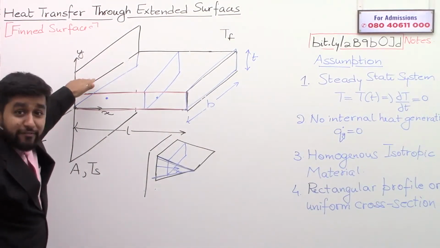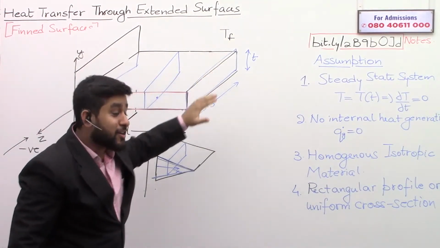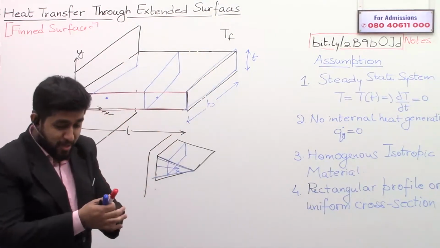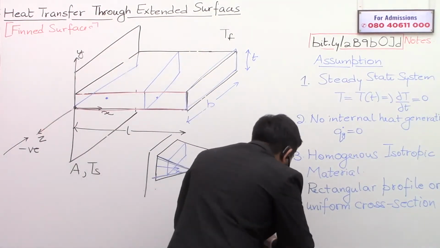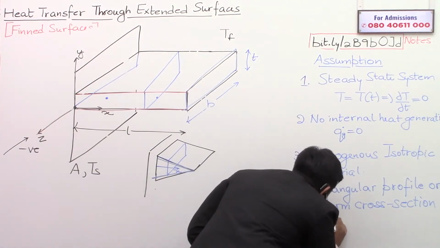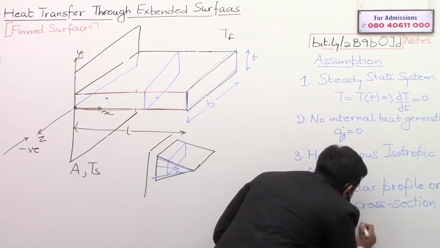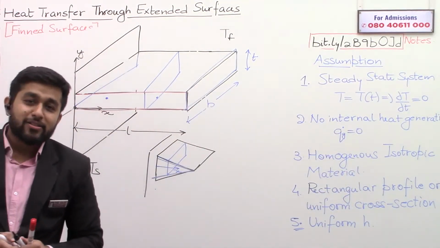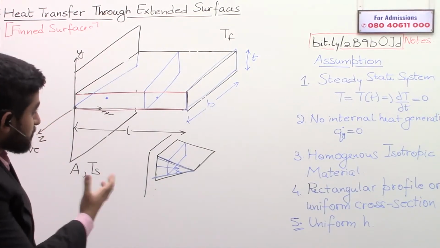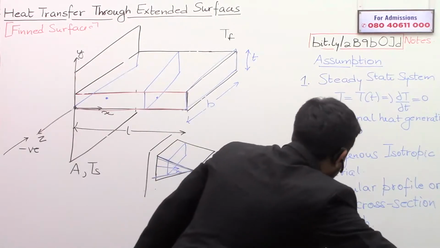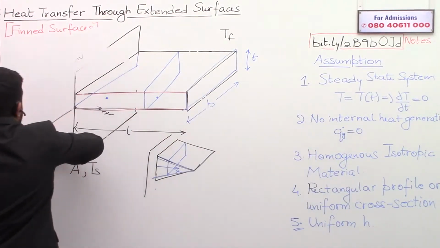So the coefficient of convection is uniform entirely. Coefficient of convection here is the same. So one more assumption will be there: uniform H. Everywhere the coefficient of convection is the same. So these are the assumptions that we are going to use. Please note down the assumptions and then I will rub it. Please note down the assumptions fast.